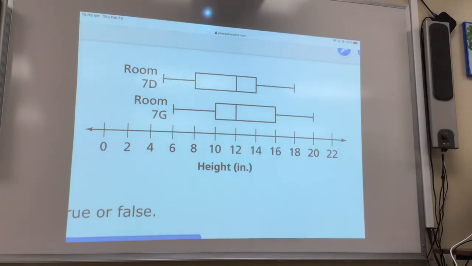This is comparing heights again. It's not heights between grades though, it's heights between classrooms.